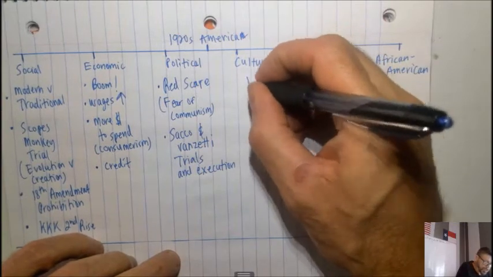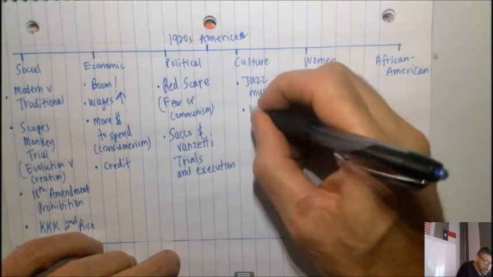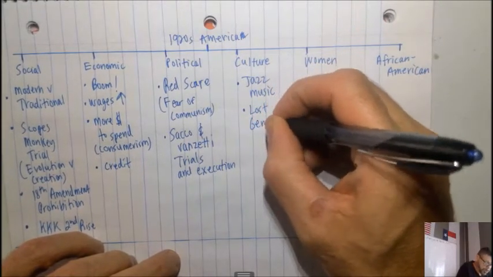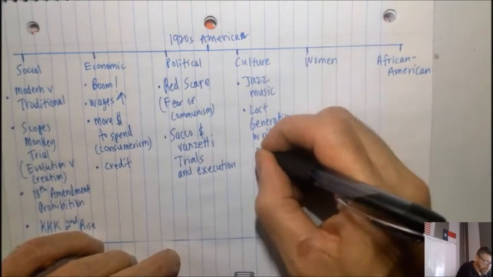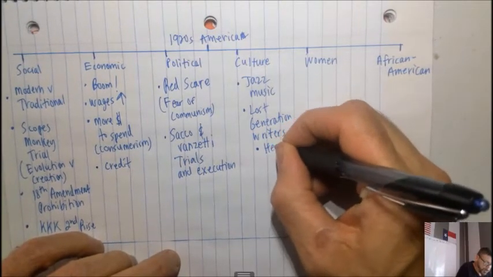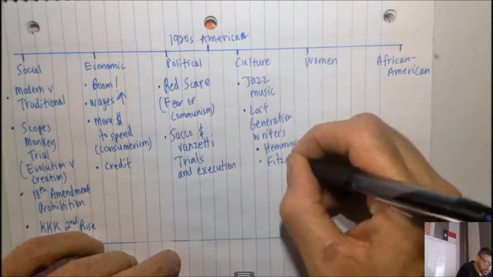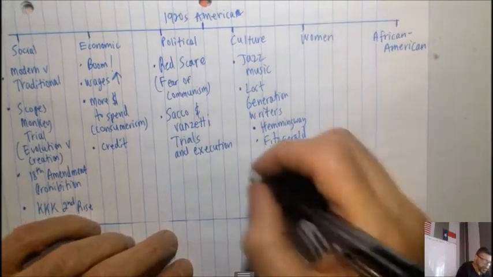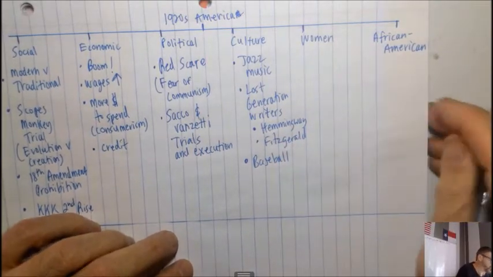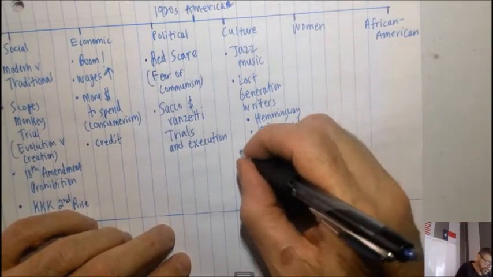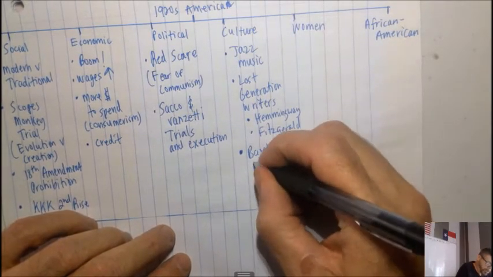Culture. We're going to learn about jazz music, the Lost Generation writers, such as Hemingway and Fitzgerald. And culture also, let's not forget, baseball becomes huge because people have more expendable money and time on their hands instead of always working in a factory like during the Gilded Age. And a famous person that we're going to learn about is Babe Ruth.